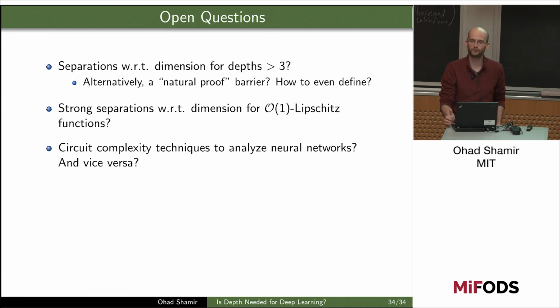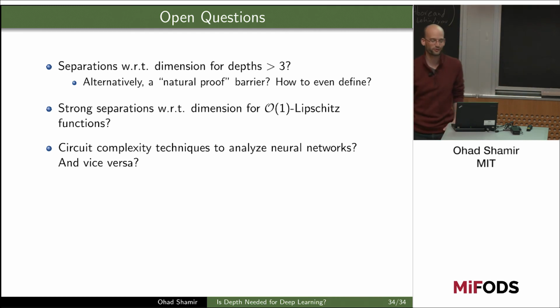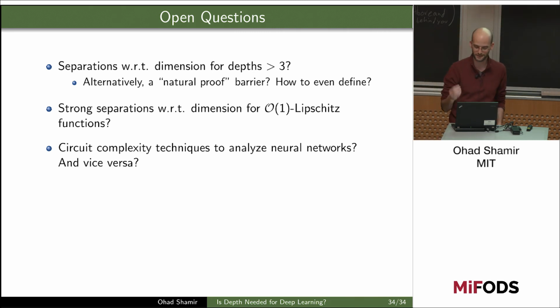Separations where you don't use very highly oscillating functions, which are very hard for gradient-based methods, I think would be very interesting. Maybe we can start just by thinking about separations for any kind of Lipschitz functions, where the Lipschitz parameter is really a constant, not depending on the dimension. Can we use more circuit complexity techniques to understand neural networks? Maybe vice versa. I don't know. Maybe the Fourier stuff could be useful for something in arithmetic or Boolean circuits. I really don't know.